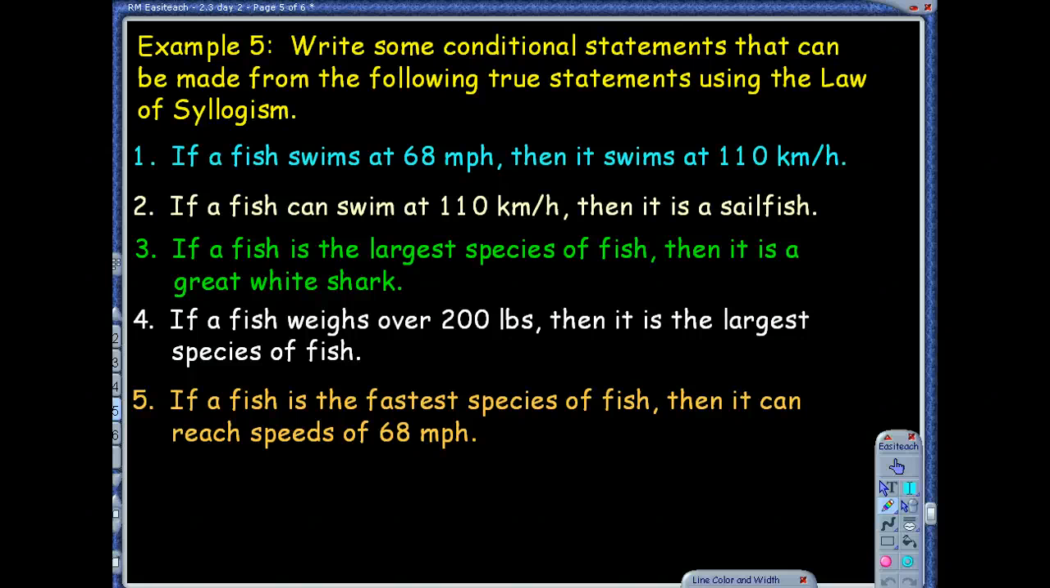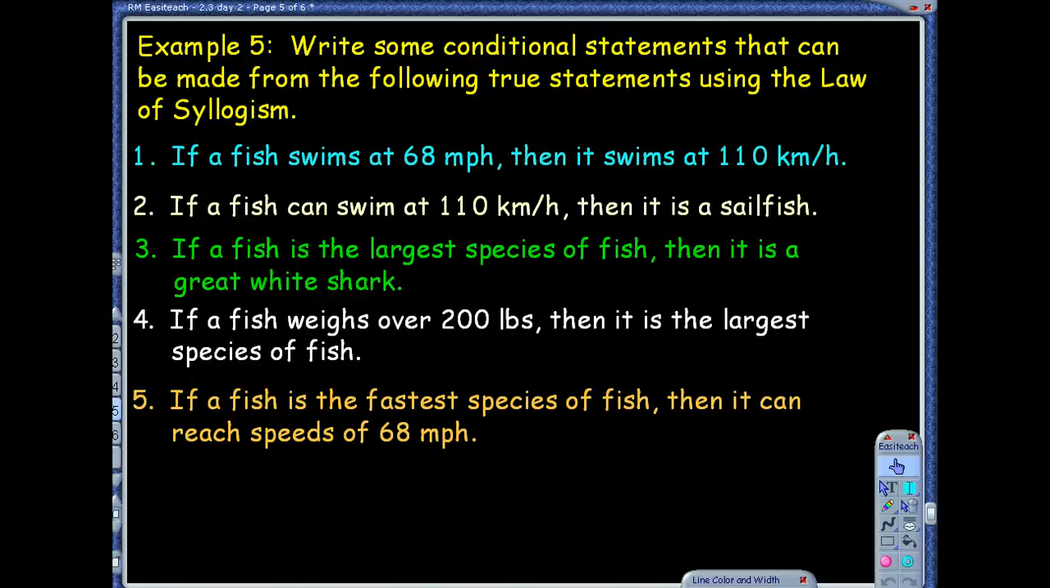So we can't just say, okay, well, 2 and 3 go together, 4 and 5. So we might have to do some rearranging of stuff, and that's totally cool with me. All right, so our goal is to come up with some conditional statements from these true statements. So we need to find 2 conditional statements where one ends, the other one begins. And I can move these around if you need me to.